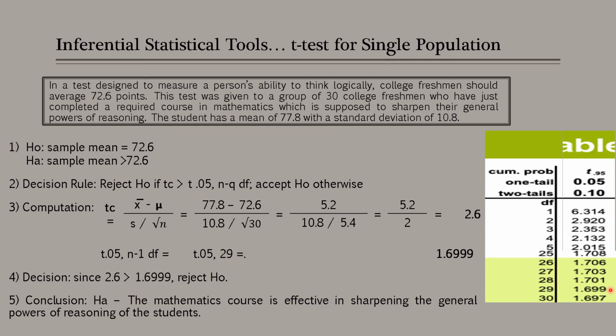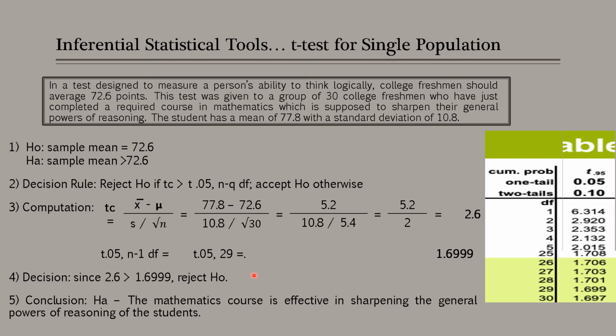To compute the t-test, 77.8 minus 72.6 divided by 10.8 over the square root of 30, to come up with the computed t-value of 2.6. Now, 2.6 is compared to the critical value of t based on the table with a degree of freedom of 29 and a level of significance of 0.05, intersecting at the value of 1.6999.